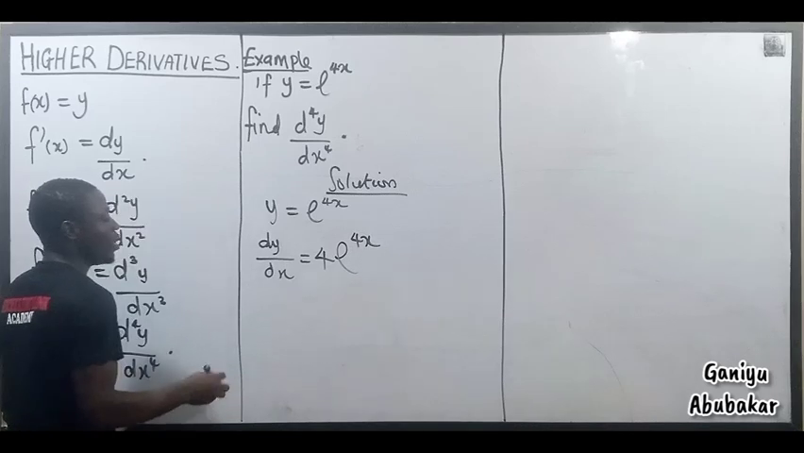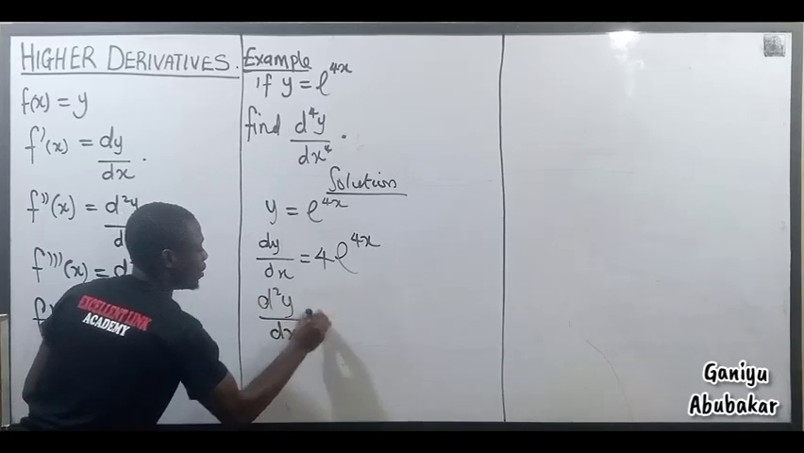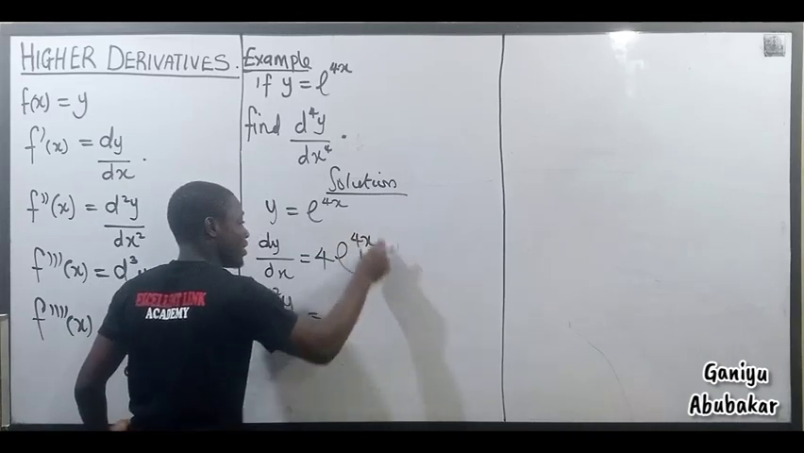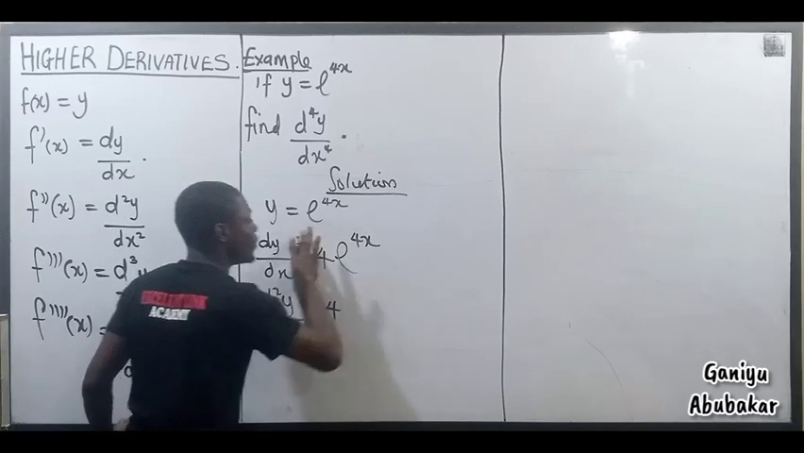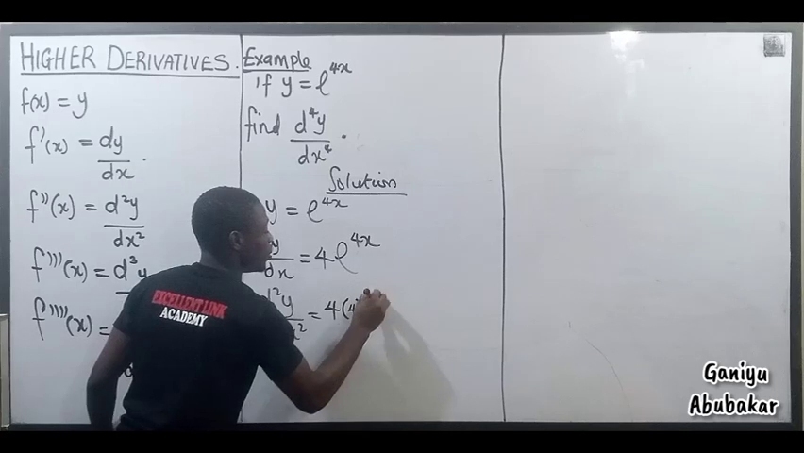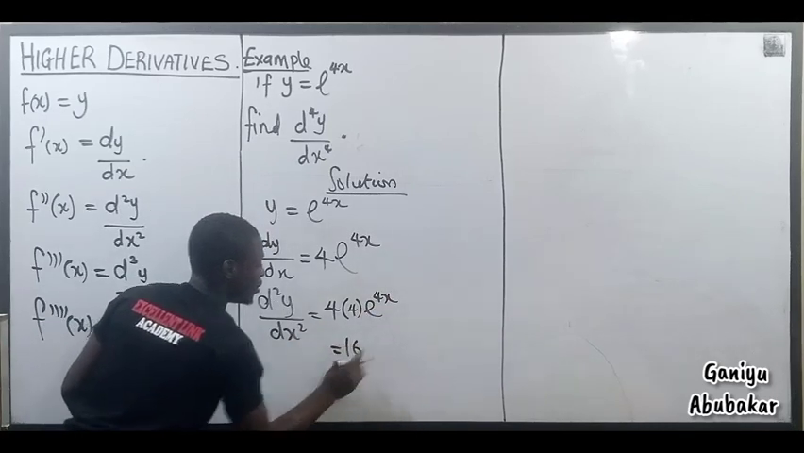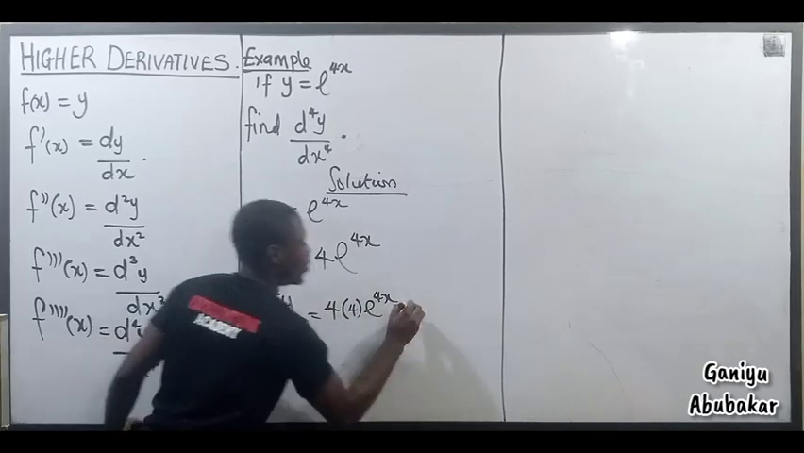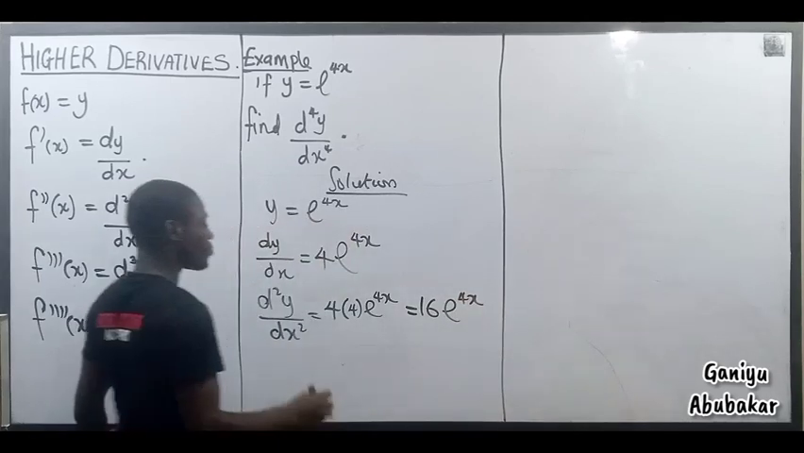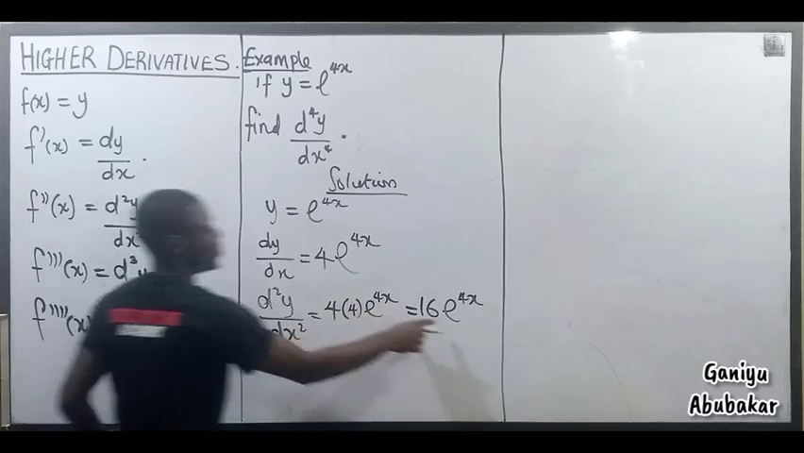That's all. Next, let's get d²y over dx². That becomes the derivative of the power here. If I differentiate 4x, I'll have 4. Then repeat the question here, times 4 exponential 4x. Now 4 times 4 becomes 16, so it becomes 16 exponential 4x. So this is my value for d²y over dx².